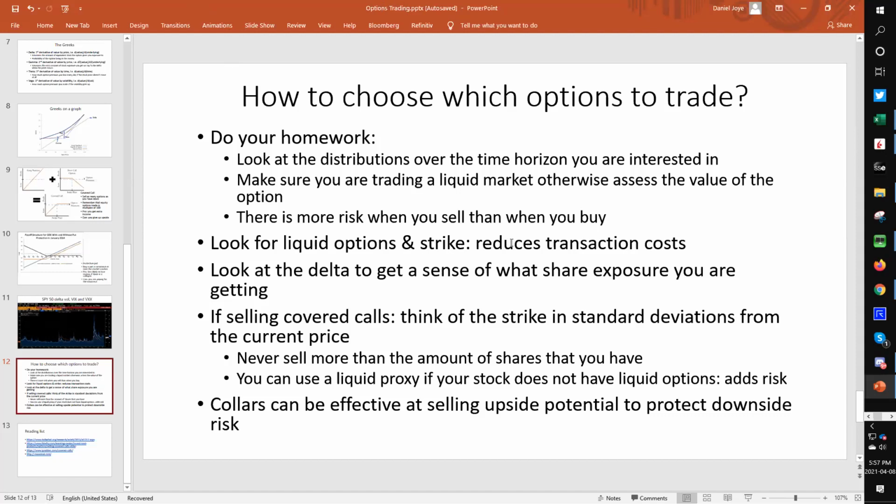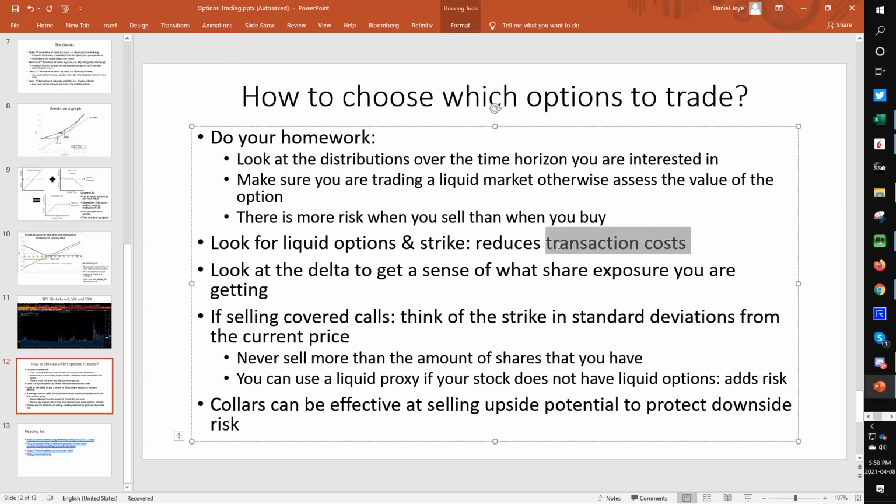So look for liquid options and strikes to reduce your transaction costs. Never leave an overnight price on an option because the market could have moved. This is something you have to do during market hours, preferably before 3:30 Eastern time, because generally liquidity decreases after 3:30. Sorry, 4 is the market close, so I was thinking in my London hours, which are separate. Between 3:30 and 4 is when the liquidity goes down. Between 3 and 3:30 is when you've got optimal liquidity.